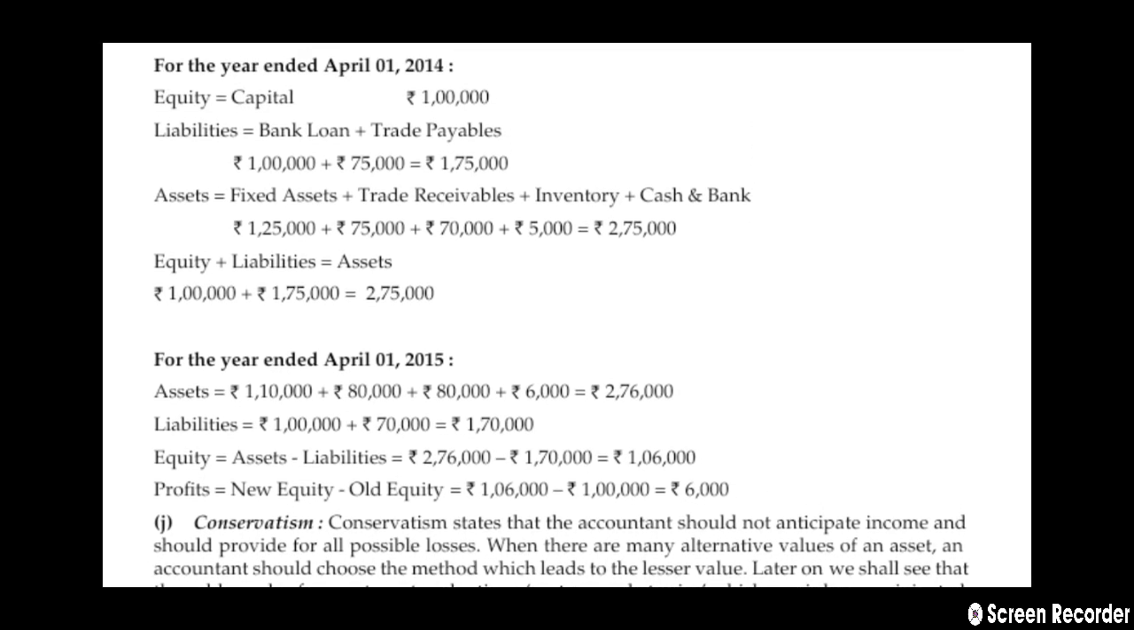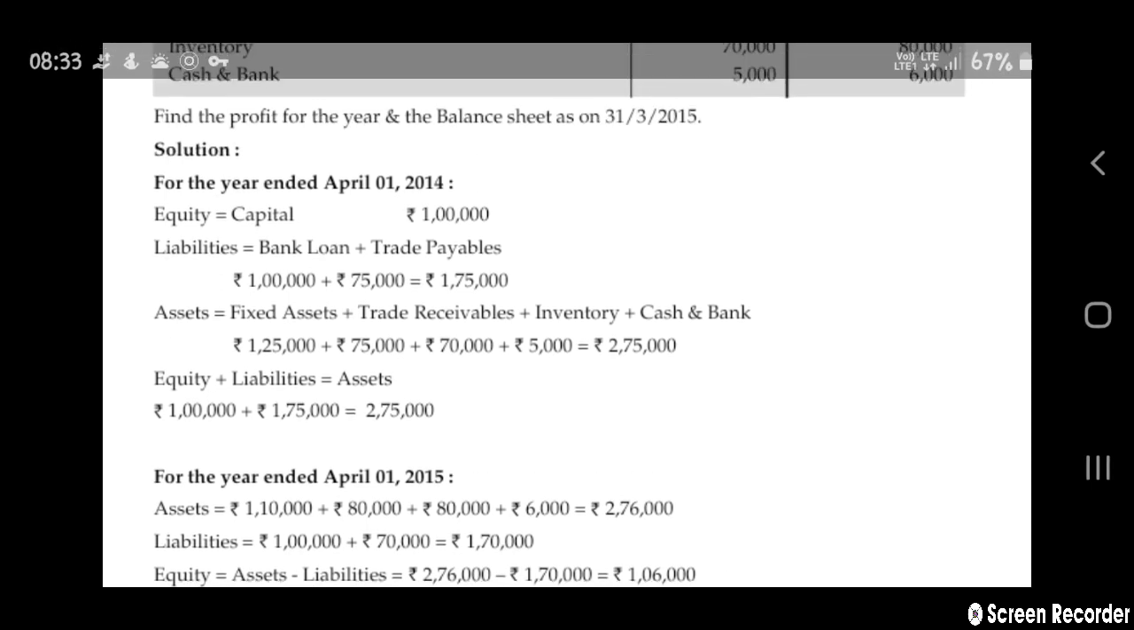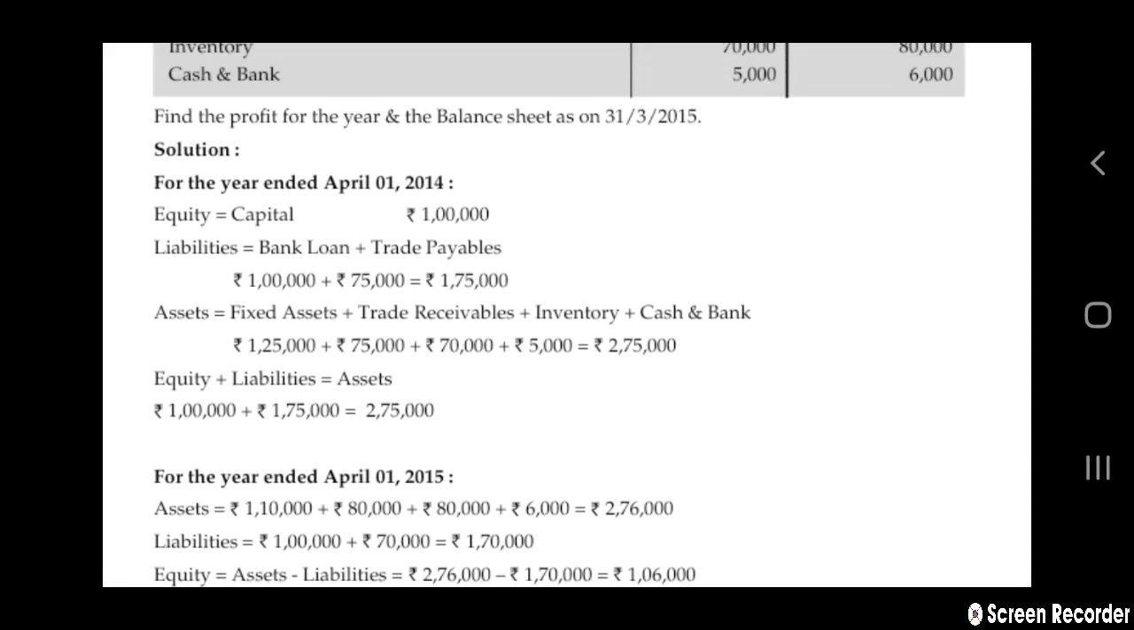Now you have to add equity plus liability, and you will get assets. What is equity? Capital. Capital is 1 lakh rupees, meaning how much you have given, the expenditure you have done. And liability is 1,75,000. Total it is 2,75,000 assets. See, the total amount you have got is correct.